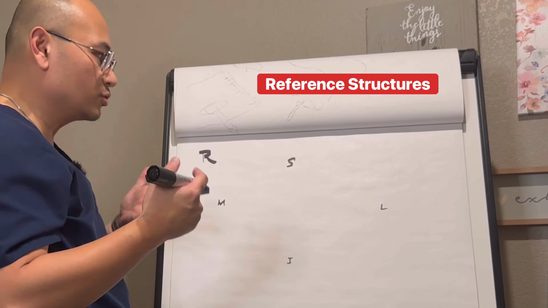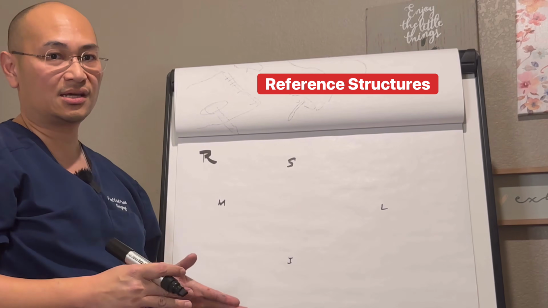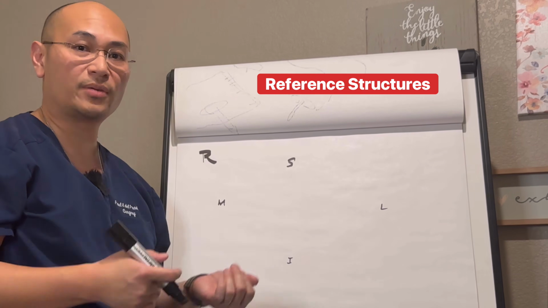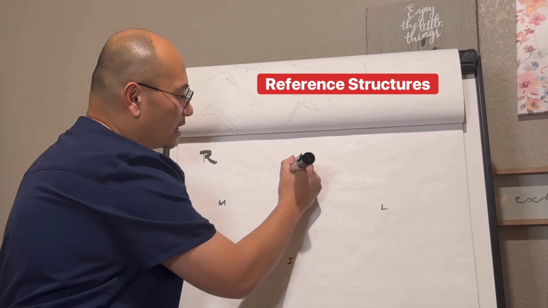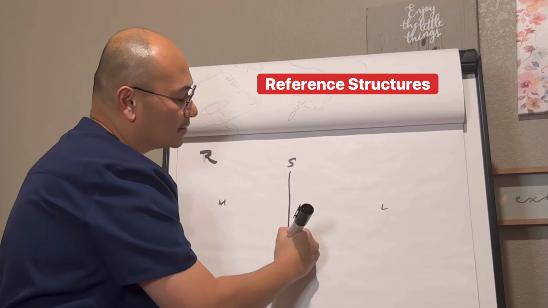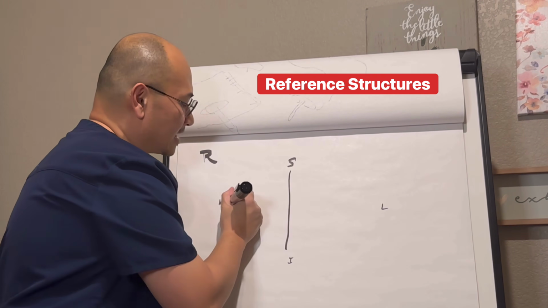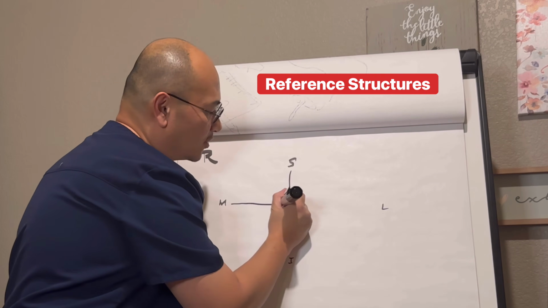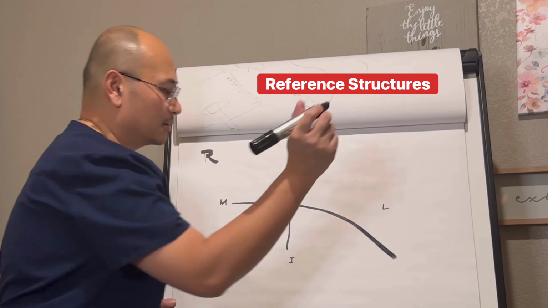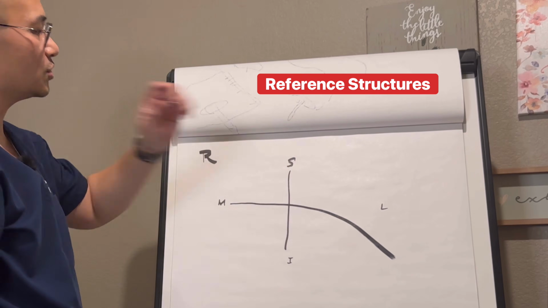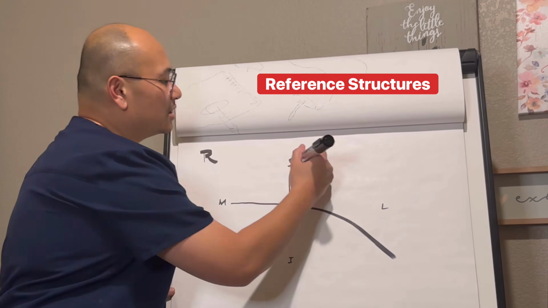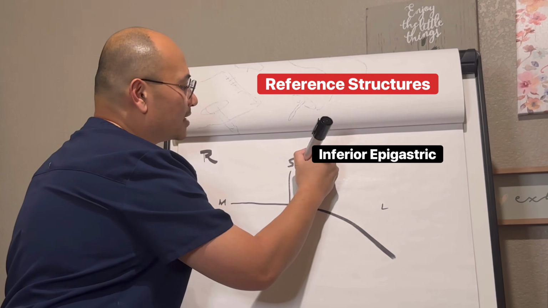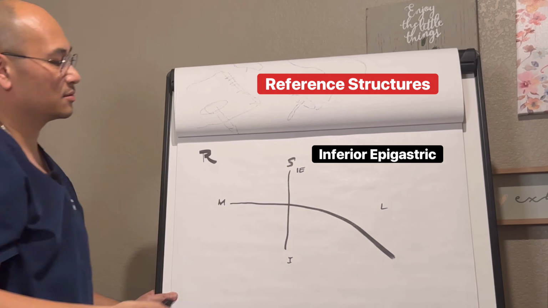So what structures can we identify easily that don't move? They're non-mobile. So in the right groin, we're going to do a y-axis, and then we're going to do an x-axis. The x is slightly curved on the lateral. Okay, so what does this show? What structure would be vertical? That's going to be your inferior epigastric vessels.